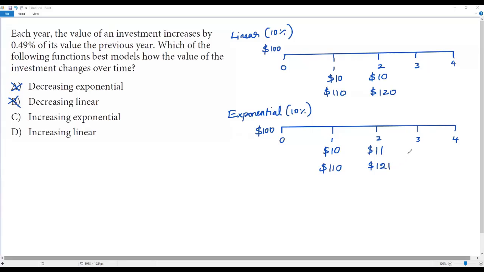$121. So at the end of the third year also, the same 10% will be calculated on the value of my investment in the previous year, that is at the end of the second year. So this is exponential. The question clearly says the investment increases by 0.49% of its value the previous year. So according to what we looked at, the given situation clearly represents increasing exponential. So the correct answer choice for this question is option C.